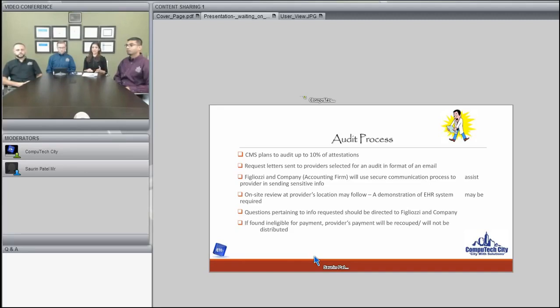Any questions you have about the audit, you would point to the CPA, the person that's emailing you, and they will give you the contact name assigned to you and their email information. Once they review everything, they will let you know if you are eligible or not. If you are ineligible, they will recoup their money, and be on the lookout that they will audit you again in the future if you fail it. So if you submit next year, you have a higher likelihood of being audited as well.